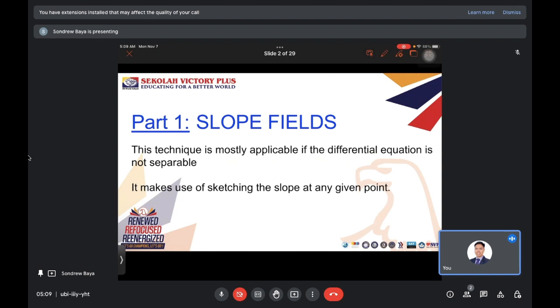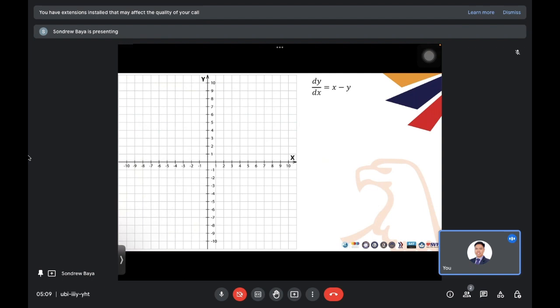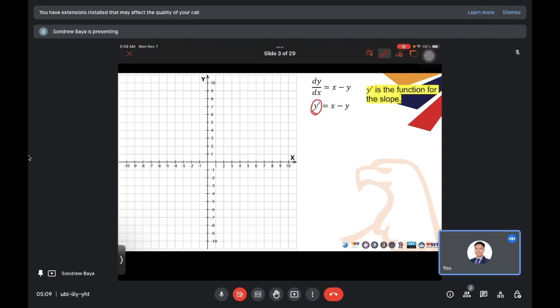All right. So let's try to apply it now. Suppose we have this function dy over dx is equal to x minus y. Now remember, dy over dx is simply y prime. So we can just rewrite it as y prime equal to x minus y. Remember, when we take the derivative of any function, that derivative is the function for the slope. In other words, this gives you the function for the slope. And that is what we can use in order to draw the slope field.